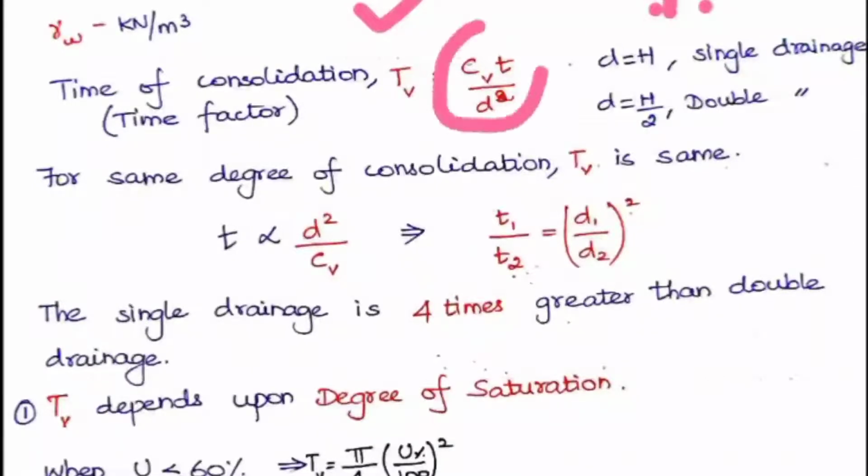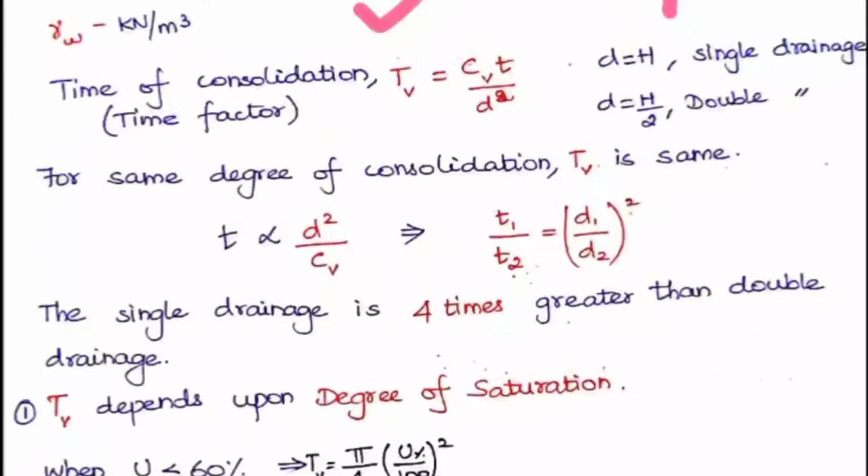From this formula you can see that t is proportional to d square by cv. If you take d square and cv to the other side, you can tell that t is proportional to d square by cv. So t1 by t2 is equal to d1 by d2 the whole square, that is d1 square by d2 square. Here t is the time taken, and for drainage purposes d is H for single drainage and H by 2 for double drainage. If one is single drainage and two is double drainage, and we substitute H and H by 2 in d1 and d2, you will get that single drainage takes 4 times longer than double drainage. So you will get t1 is equal to 4 into t2.